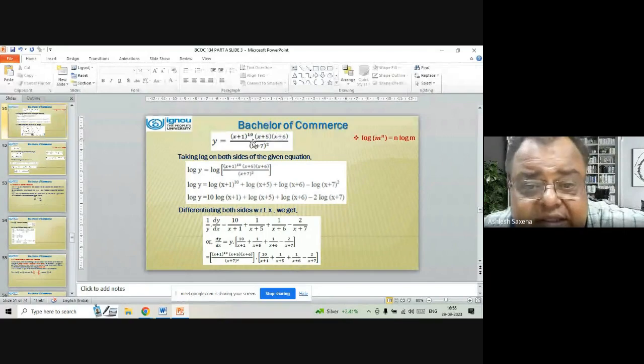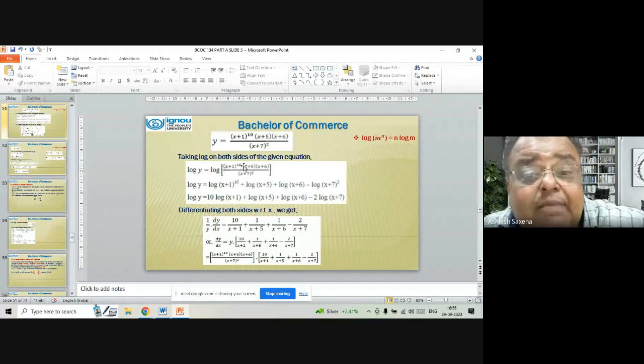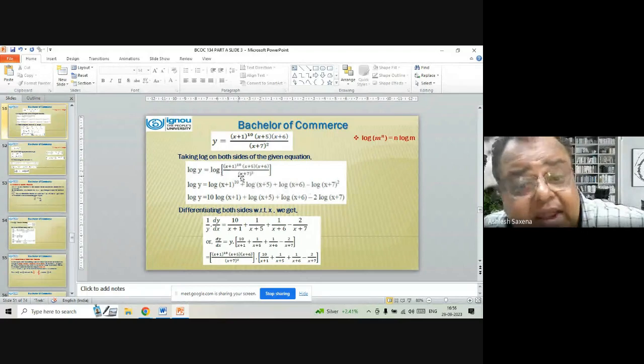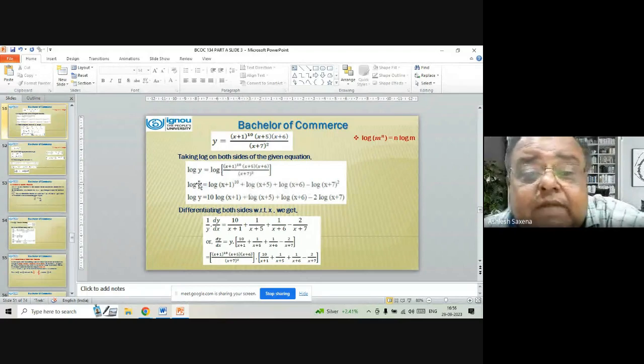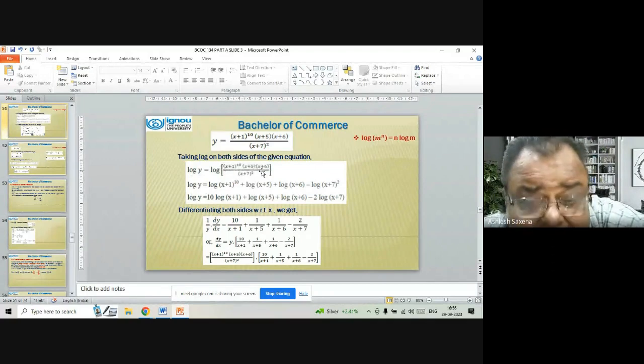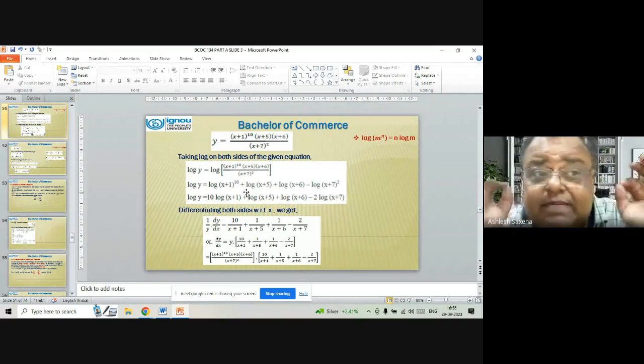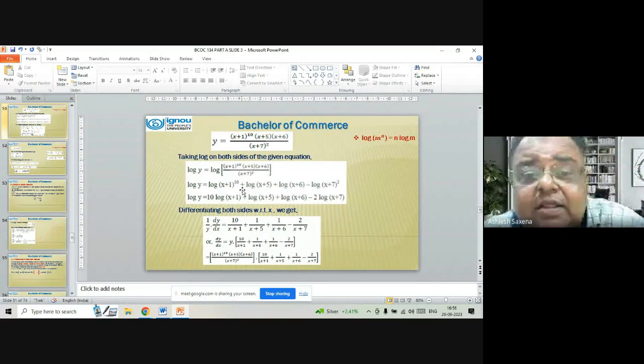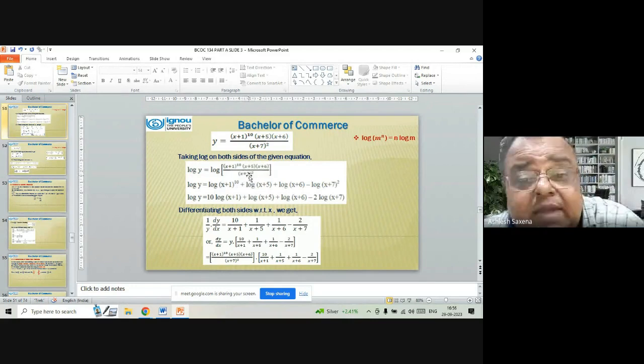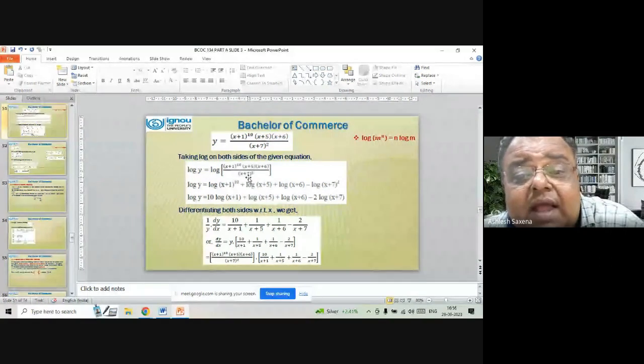You can see that this is in numerator and denominator form. So what I will be doing, log m by n is equal to log m minus log n. So it will be log y. Now you can see that there are three functions which are in the multiplication form, so they can be split up by adding plus sign. So that means log (x plus 1) power 10 plus log (x plus 5) plus log (x plus 6) minus, because this is in the denominator, minus log (x plus 7) power 2.